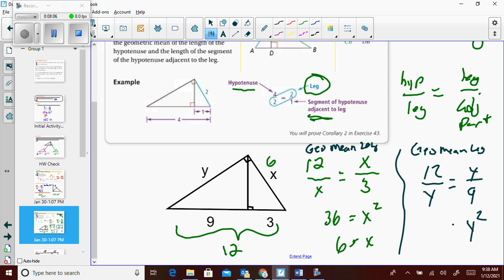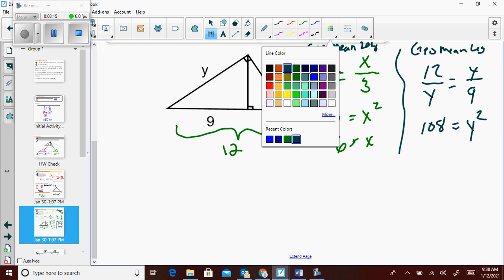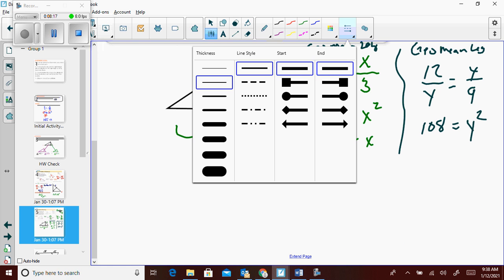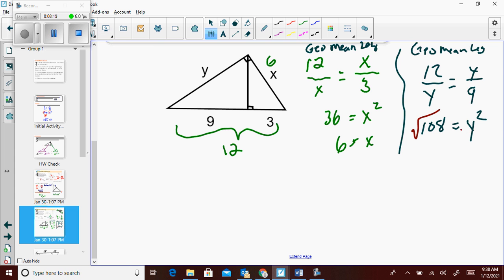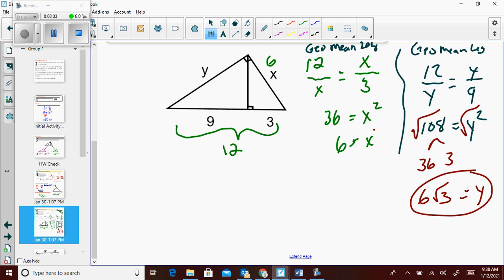Y squared is 108. I'm going to square root both sides. 36 and 3. So y is 6 radical 3. Those are my two answers. Okay? So you have to know the difference.